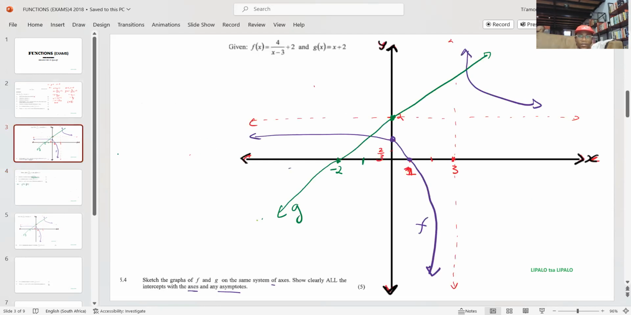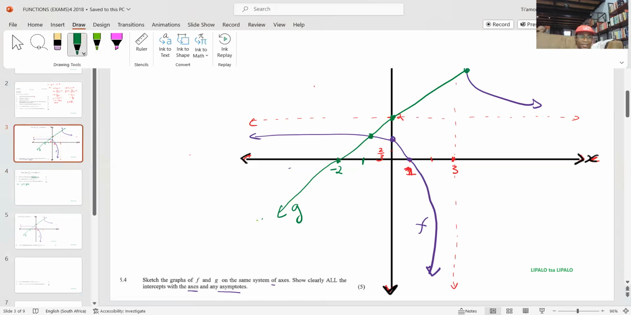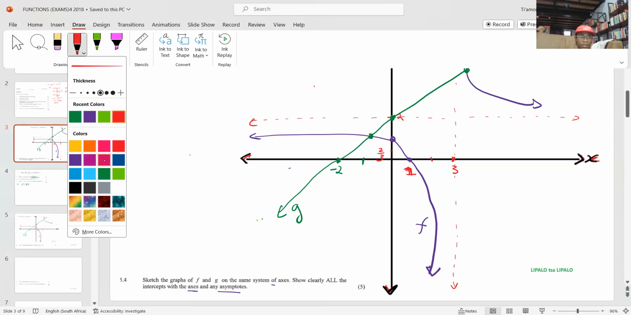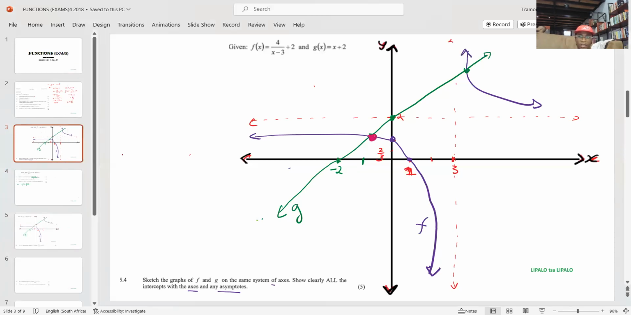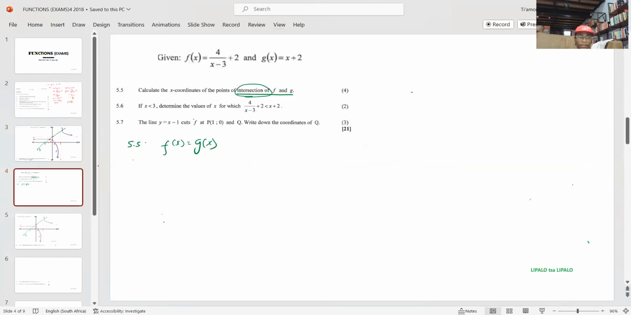If they're talking about the point of intersection, they're talking about this point and this one, where the two graphs meet, or where they cut, right? This point, that's where they cut, and this one, that's where they meet. So I'm looking for those points there, the x-coordinates.